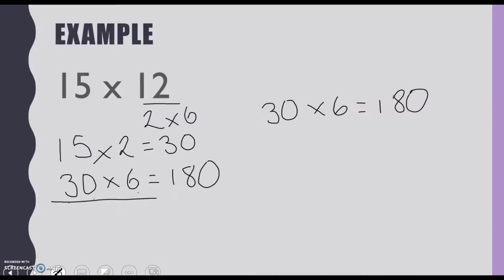Another way we could do it is think, well, 15 is made up of 3 lots of 5. So you could do 3 times 12 and then 5 times 12. But that's maybe more tricky with our times tables to try and keep those numbers in our head. Probably our halving and doubling method, the timesing by 2 and then timesing by 6 is probably the easiest one for us to try there.